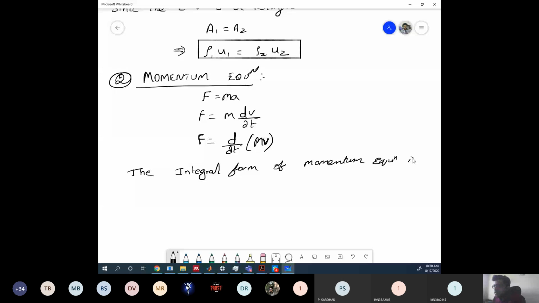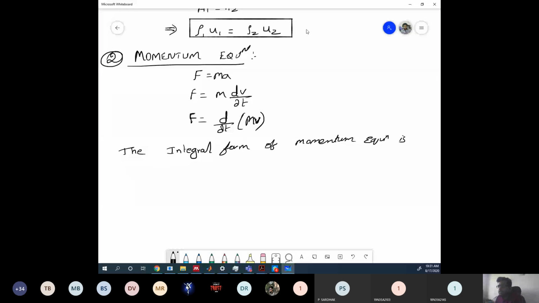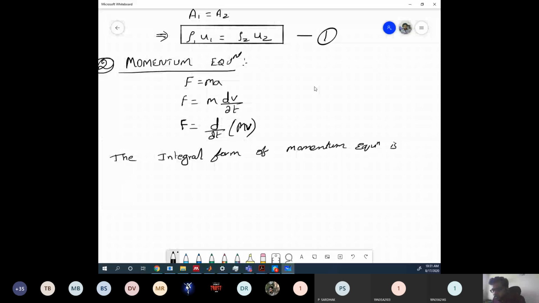So the first, I'll mark this as one. Okay, so this is very important. Now this was continuity, right? Now we'll go to momentum. So in momentum, the integral form, obviously the first thing that we'll start writing for this.